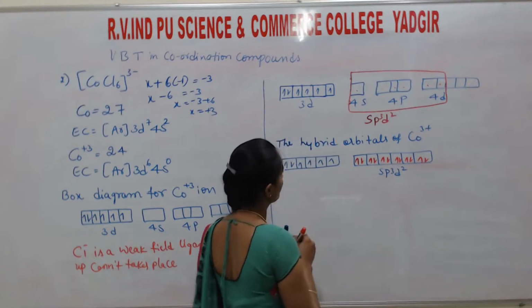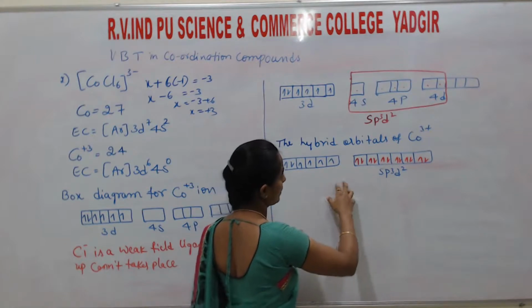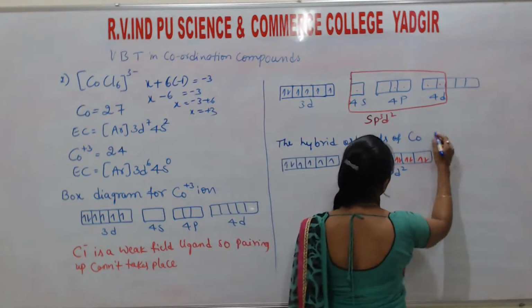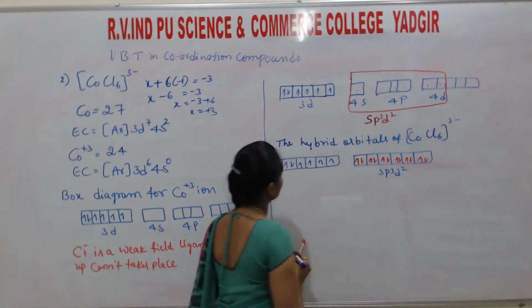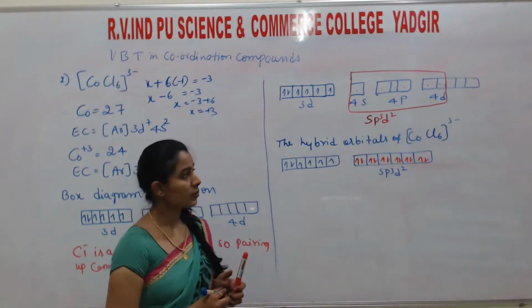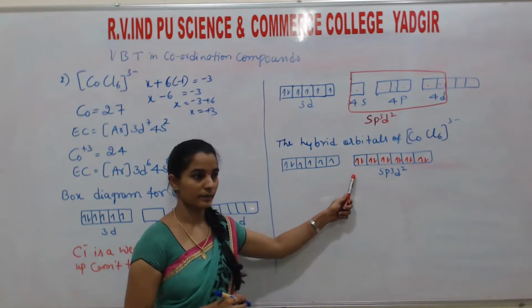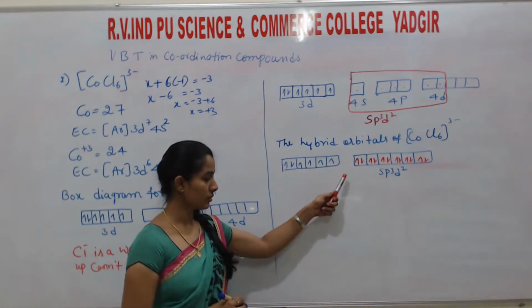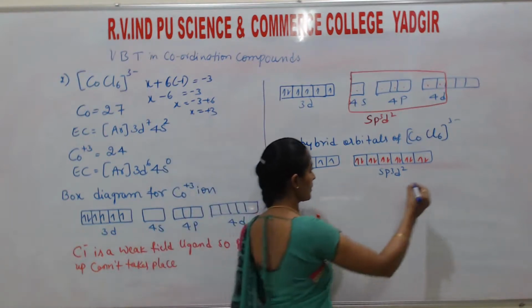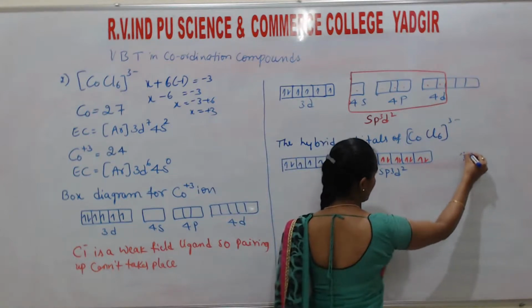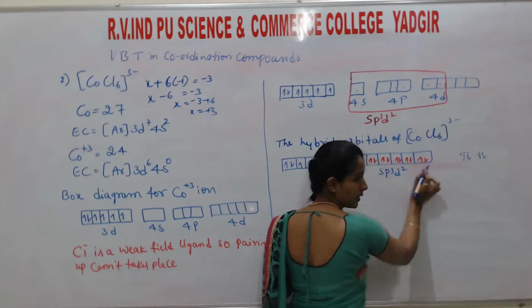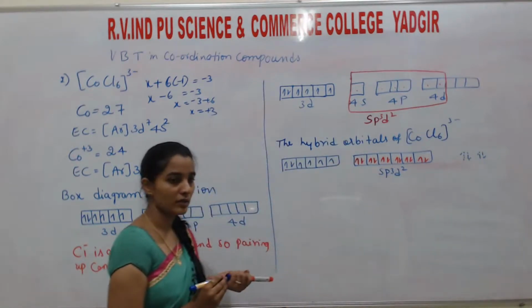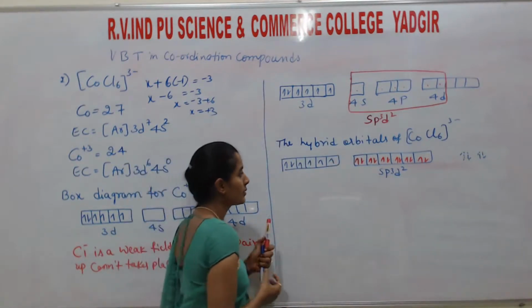And you write CoCl6 3 minus. The hybrid orbitals are of CoCl6 3 minus. Okay, so here I use a colored pen. So you just represent the electrons in the dotted structure while you are writing in the examination. It is hybrid orbitals. Understand? Don't use colored pens in the exam also.